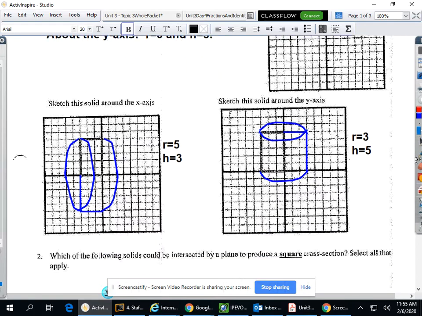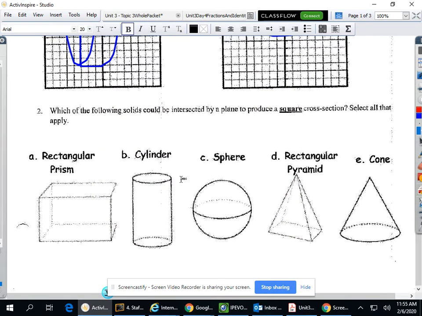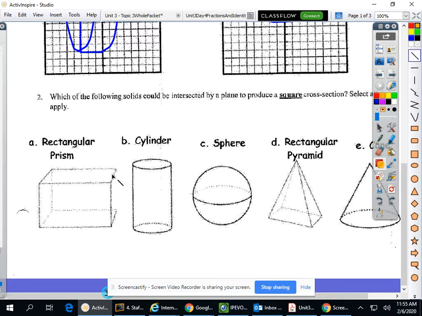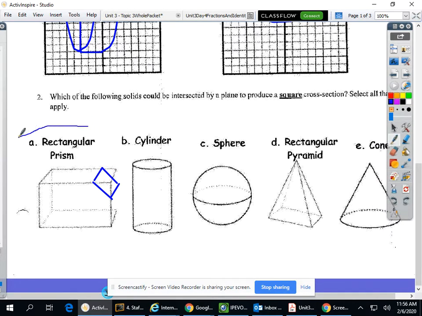All right. And then the next question here, which of the following solids could be intersected by a plane to produce a square? Select all that apply. So the only one that works here is this one, the rectangular prism. So if I make a diagonal that's equal to this length here, and I could get a square. So the only answer that's correct is the rectangular prism.